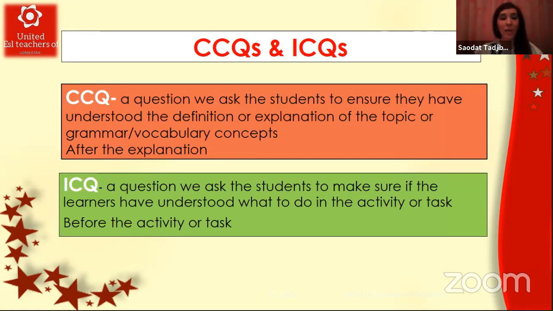Now, I would like to mention the last thing, which is really significant while designing our lesson plans. While designing your lesson plans, all the time, don't forget to include CCQs and ICQs. Do you have any opinion about what they are? What is CCQ and what is ICQ? Any opinions?